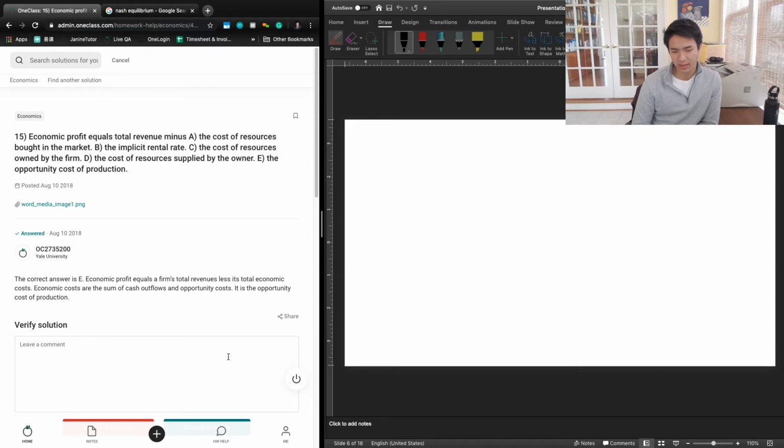Let's take a look at the previous tutor's answer. They also picked E. The correct answer is E. Economic profit equals a firm's total revenues less its total economic costs. Economic costs are the sum of cash outflows and opportunity costs, aka the opportunity cost of production.